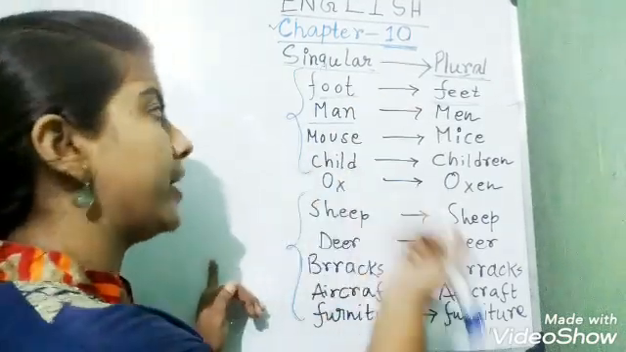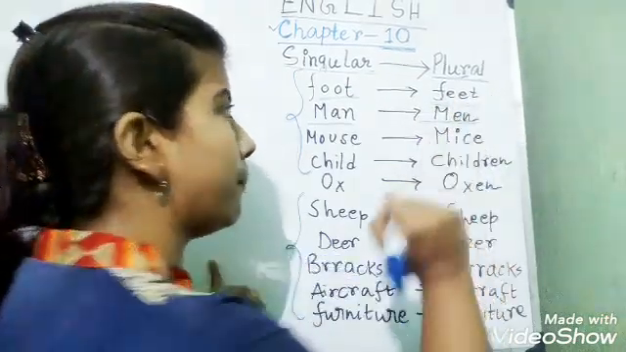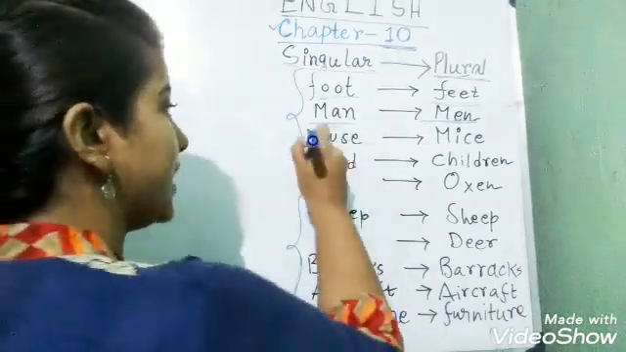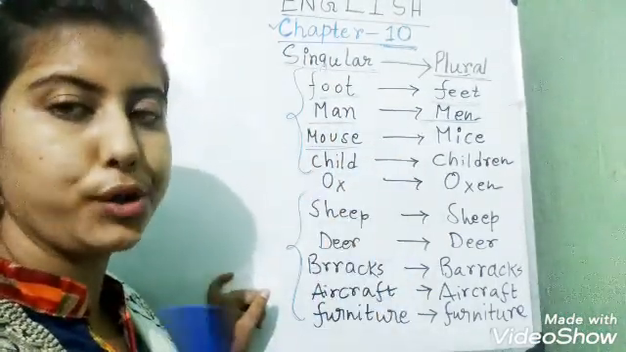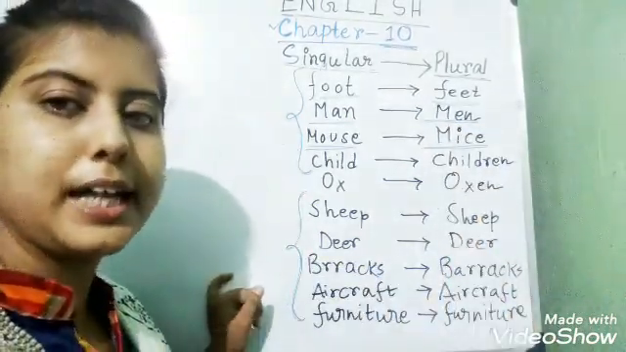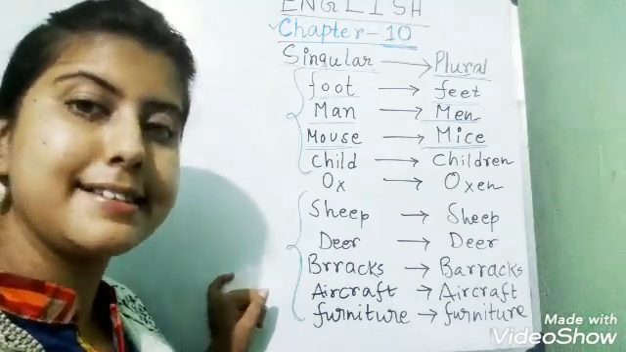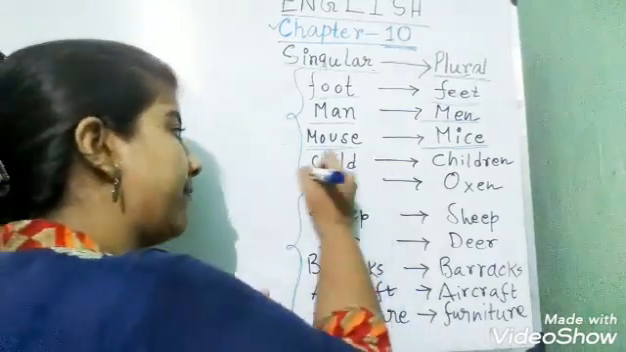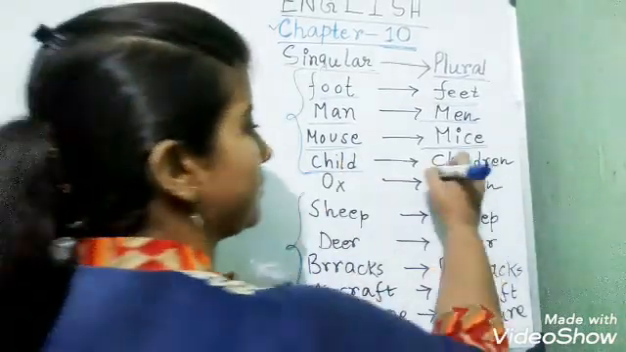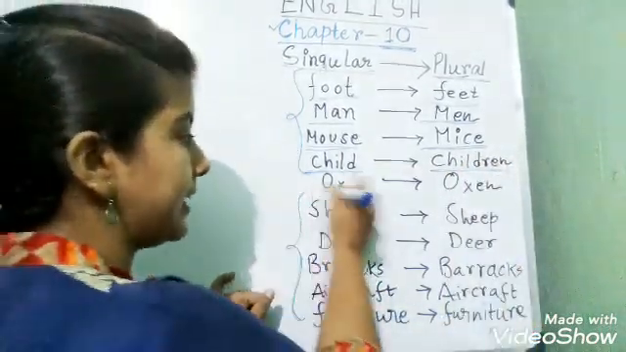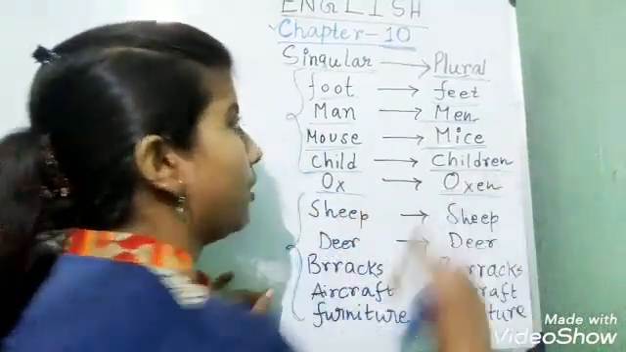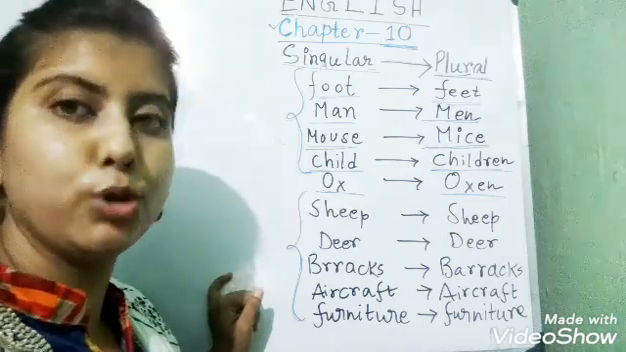Then we have man. M-A-N, man. When we transform it into the plural form, it becomes men. M-E-N, men. Then we have mouse. M-O-U-S-E, mouse. When we transform it into the plural form, it becomes mice. M-I-C-E, mice. Then we have child. When we transform child into the plural form, it becomes children. And lastly in this group, we have ox. Ox becomes oxen when we transform it into the plural form.